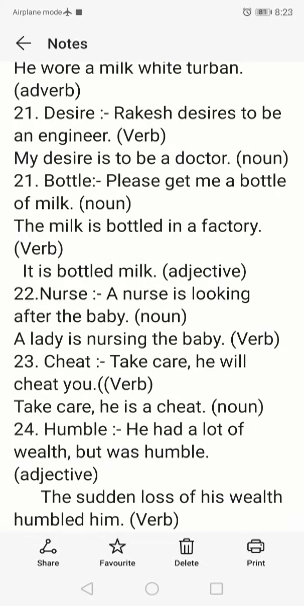Next, bottle. Once again, bottle is a noun. Please get me a bottle of milk. In the same way, bottle can be used as a verb and adjective. The milk is bottled in a factory.